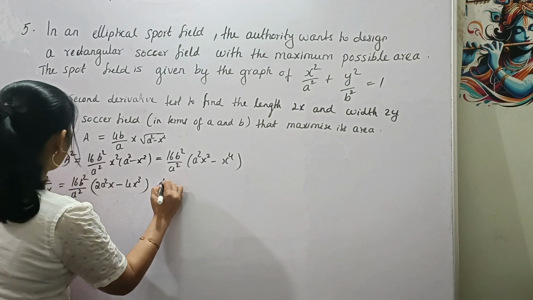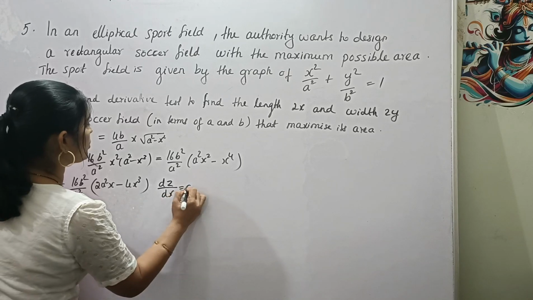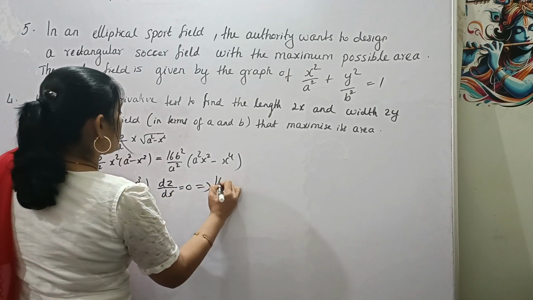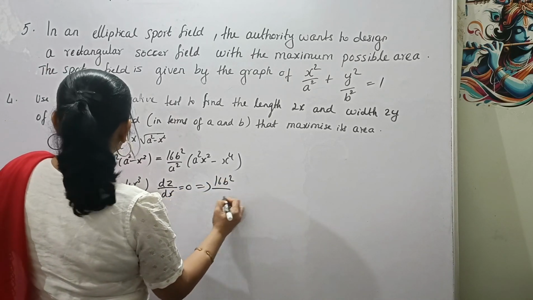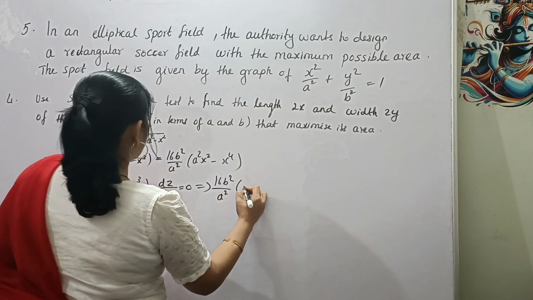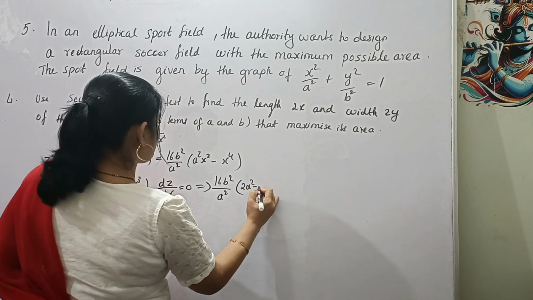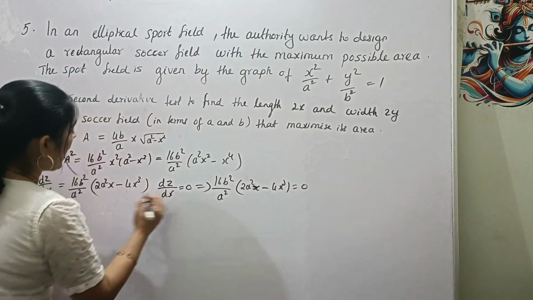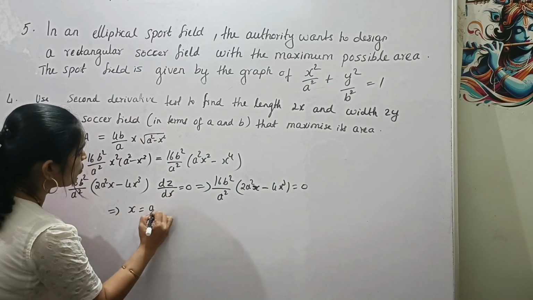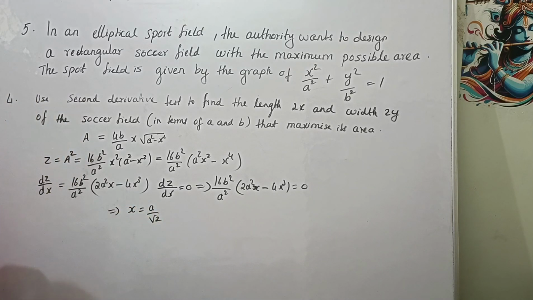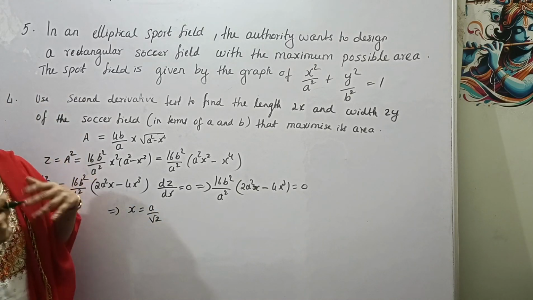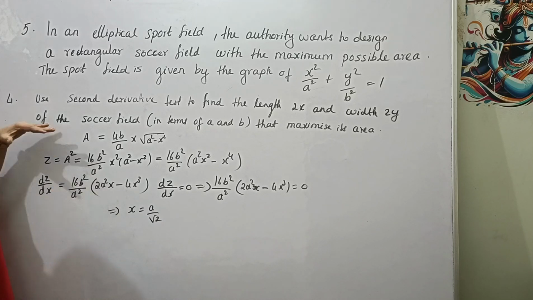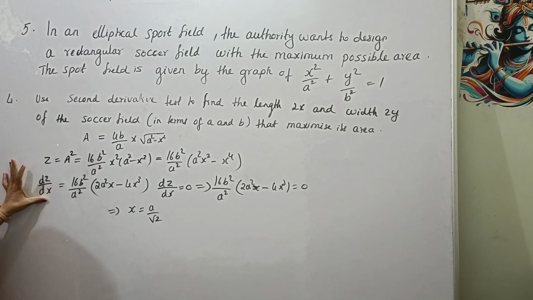Let's find dz by dx equal to 0, which implies 16b square divided by a square into 2a square x minus 4x cube is equal to 0. After simplifying, you will get x is equal to a by root 2. That is the critical point. Here we have to use the second derivative test, right?